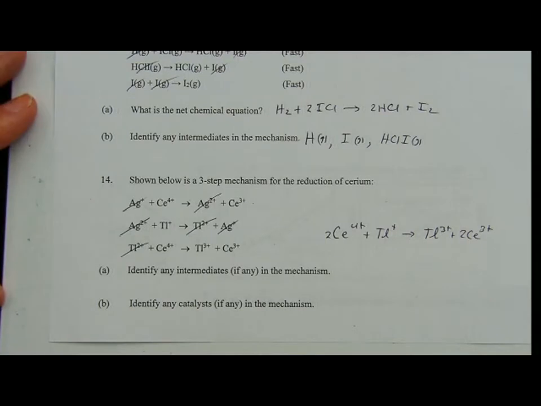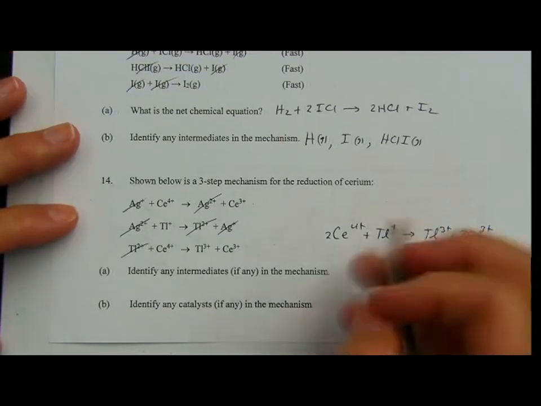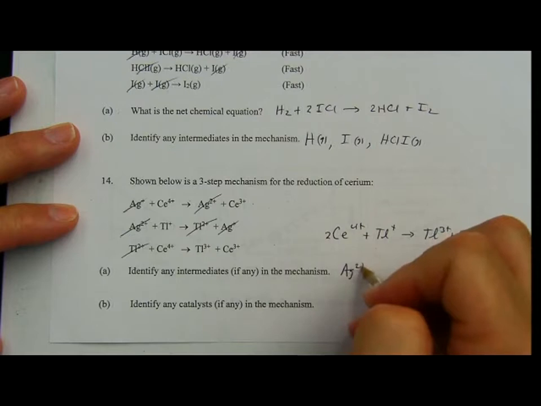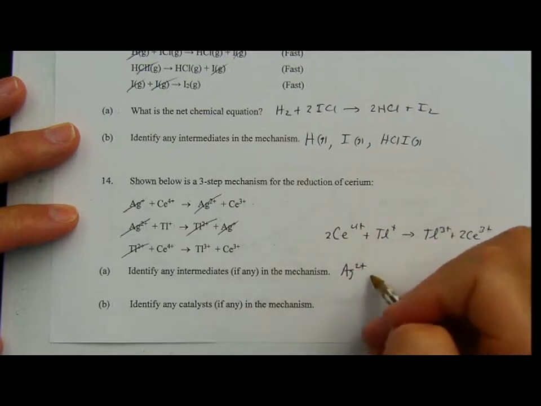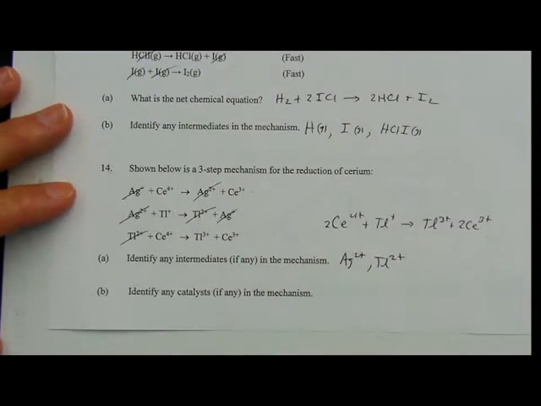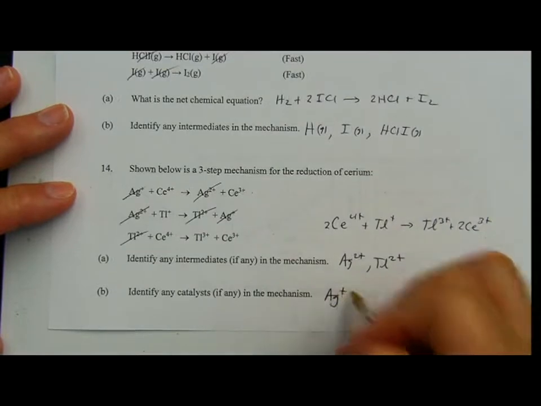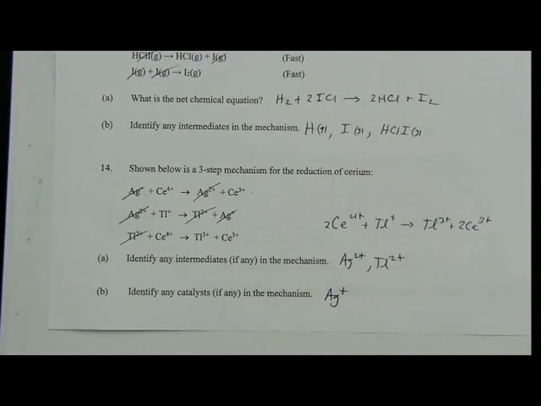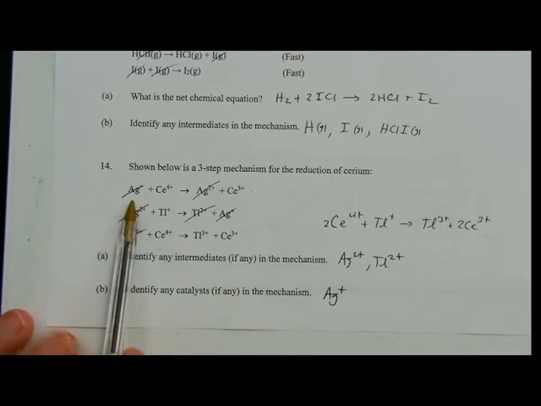The silver 2 plus. Okay, the silver 2 plus and the thallium 2 plus. Any catalysts? The silver plus. Okay? How do you know it's a catalyst? Because it shows up first on the left-hand side.